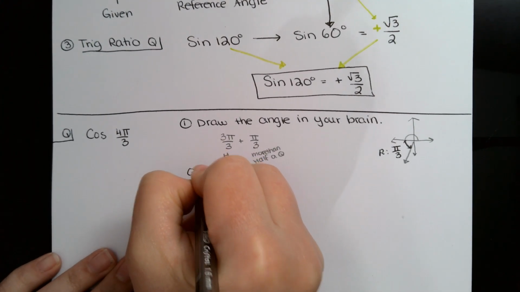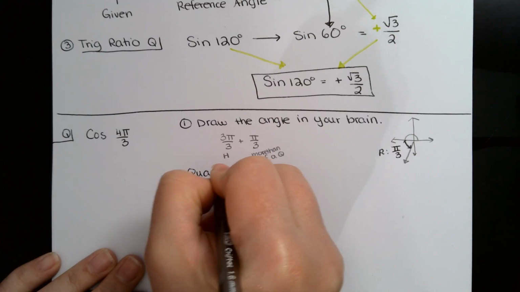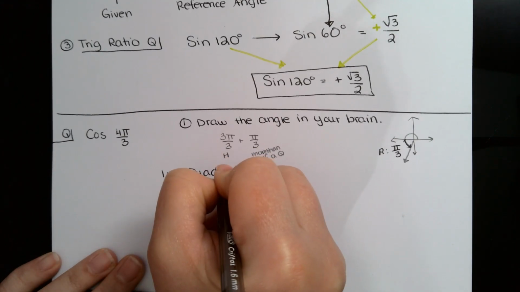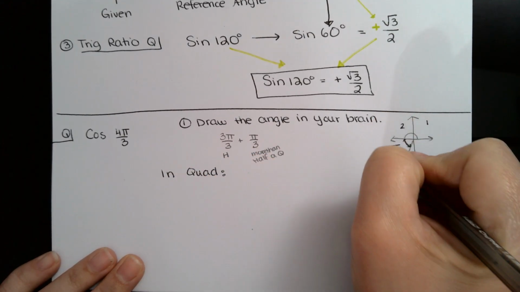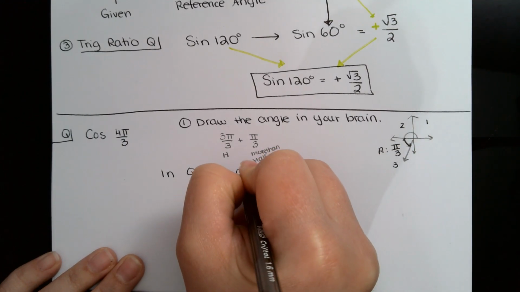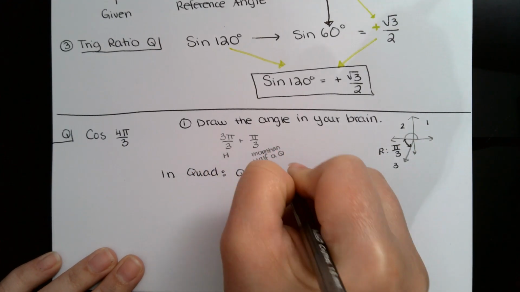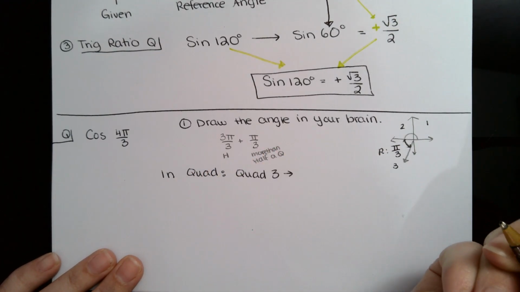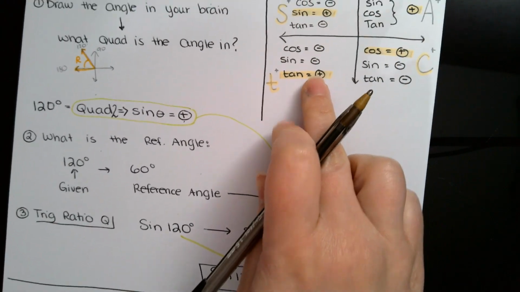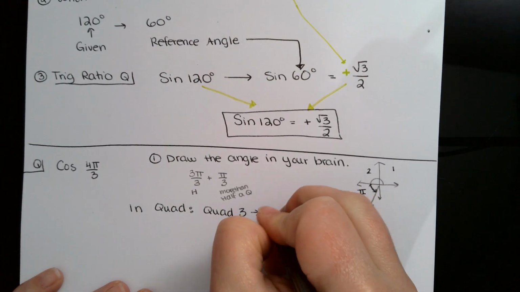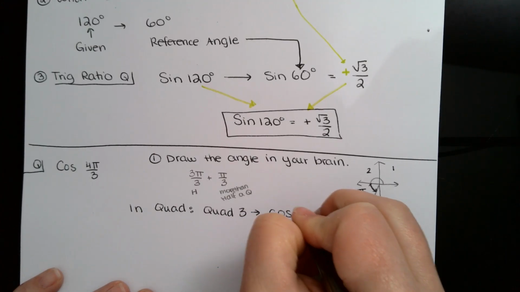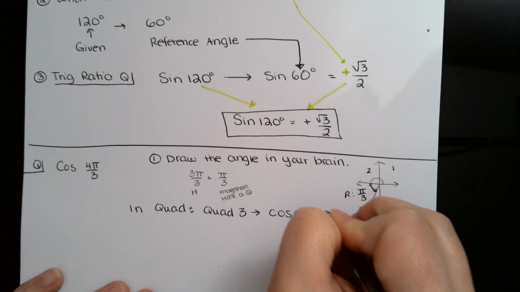What quadrant are we in? And that is in quadrant 1, 2, 3, quadrant 3. In quadrant 3, all students take, the only thing that's positive is tangent. So in quadrant 3, cosine is going to be negative.